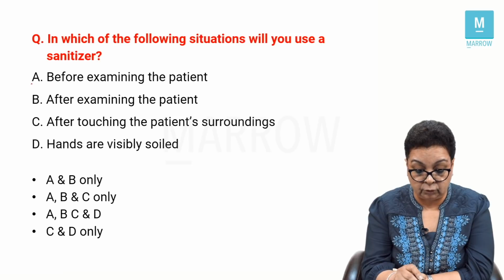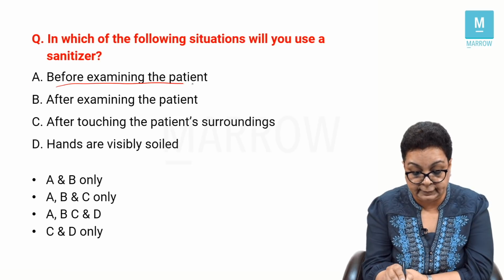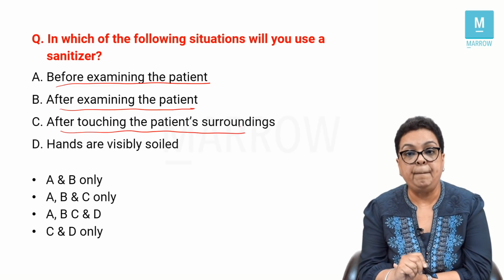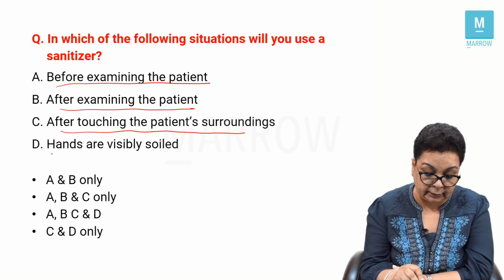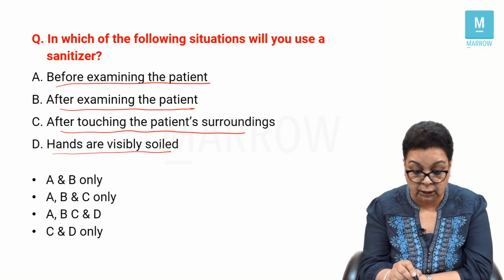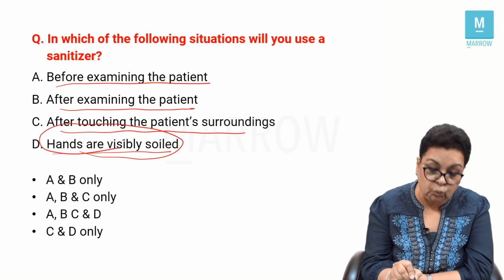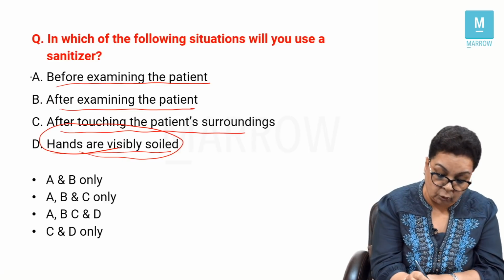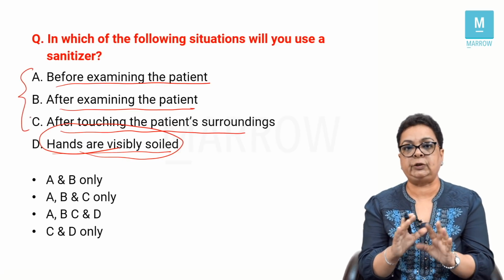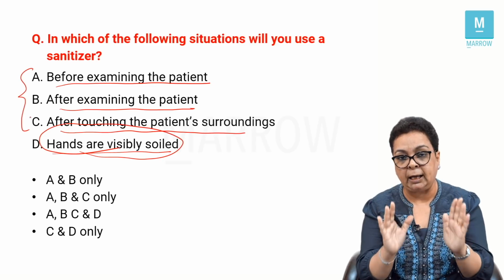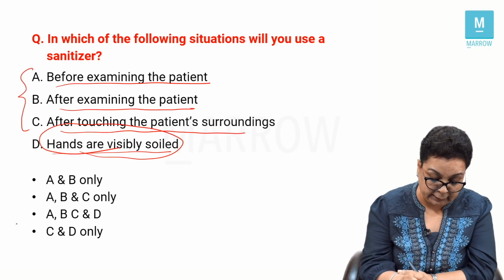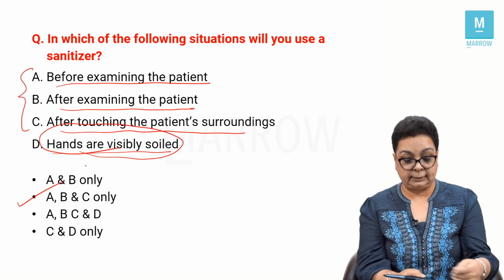In which of the following situations? Before examining the patient, after examining the patient, after touching the patient's surroundings, and when hands are visibly soiled. In this case, you will wash your hands with soap and water. In all the other 3, you can get away by using an alcohol-based hand rub, right? So your answer is A, B, and C, right?